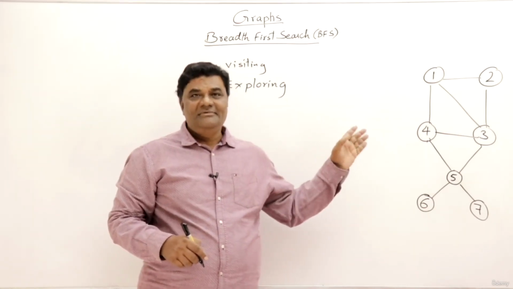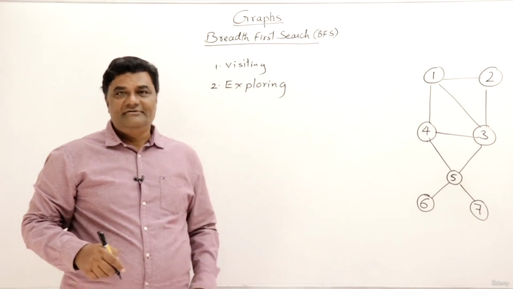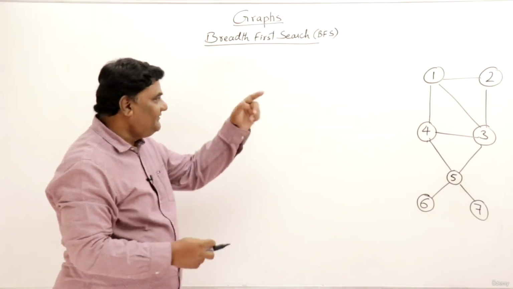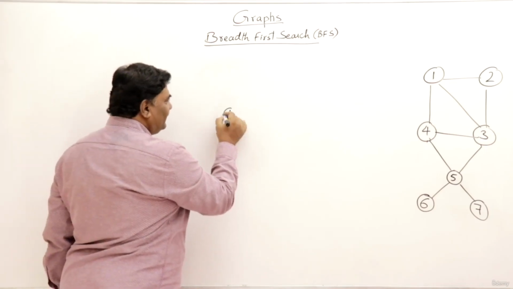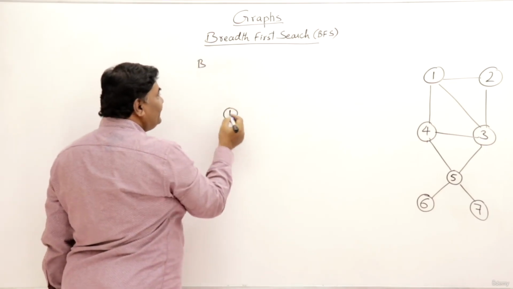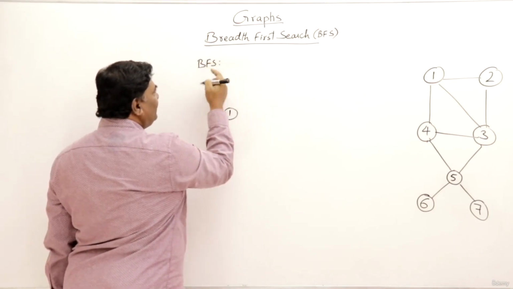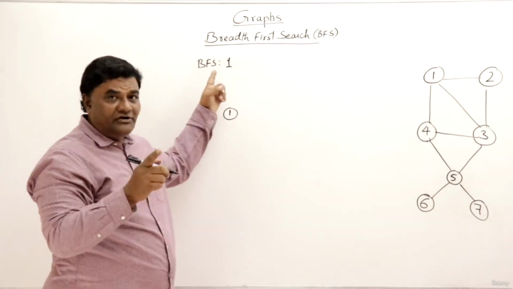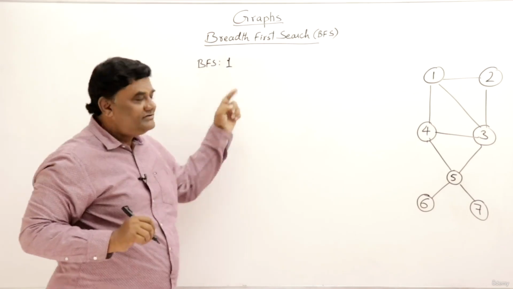So let us start performing breadth first search upon this graph. First thing, from which vertex do you want to start? You can start from any vertex. I will start from vertex 1. So vertex 1 is visited. Here I will write down the visited vertices. This is 1. And the order in which the vertices are visited gives me the breadth first search.